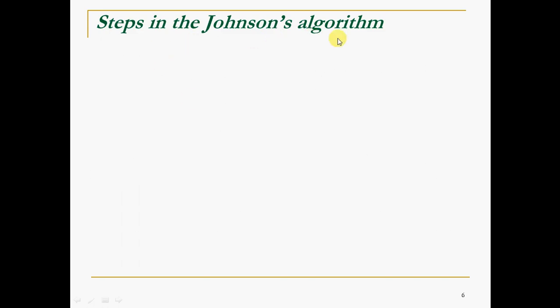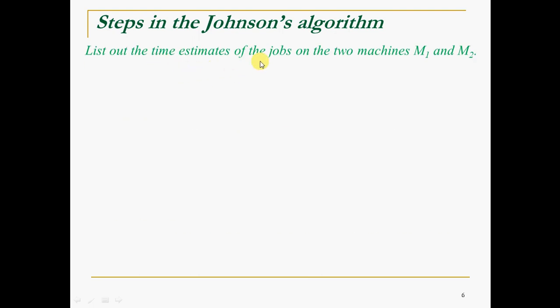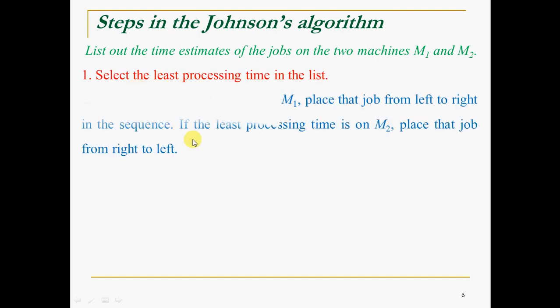So, the steps in Johnson's algorithm, it is like a reiteration or recap. We have already discussed in the previous session the sequencing of N jobs on 2 machines using Johnson's algorithm. List out the time estimates of the jobs on the 2 machines M1 and M2. First step is to select the least processing time in the list. If the least processing time is on M1, place the job from left to right in the sequence.